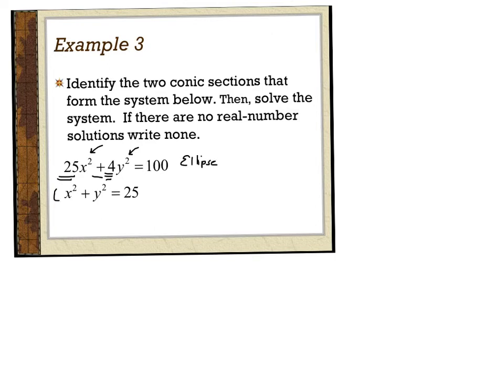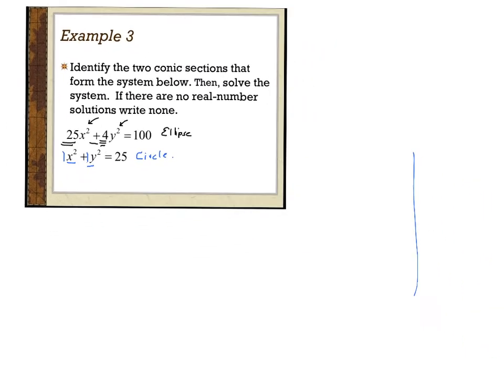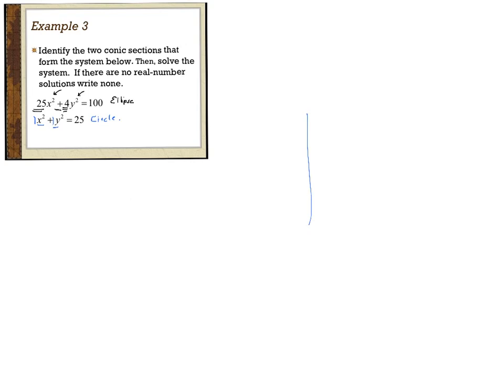Now I look at this one, it's a 1 and a 1. Now me putting circles there makes it seem like it's a 0, but the coefficients are 1 and 1, and they're both squares, so this guy is a circle. So now as I go through this, I'm going to rewrite these guys down here at the bottom. So I have 25x squared plus 4y squared is equal to 100. And then I have x squared plus y squared is equal to 25.